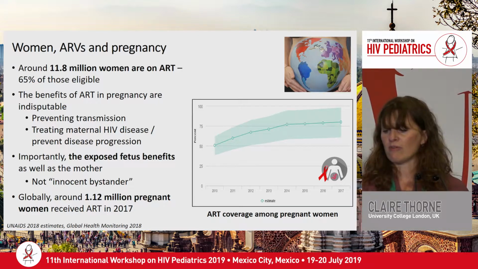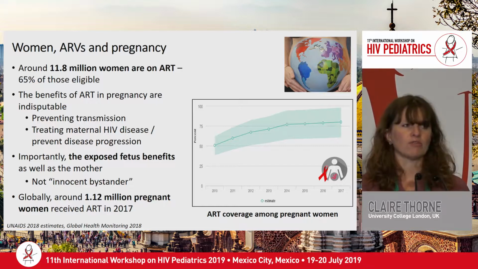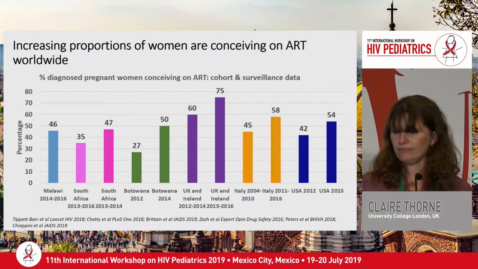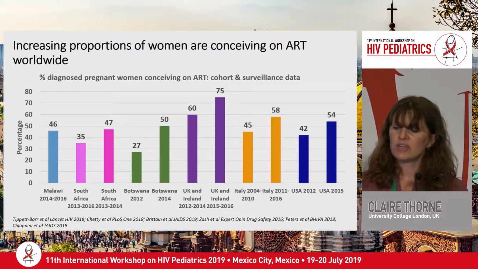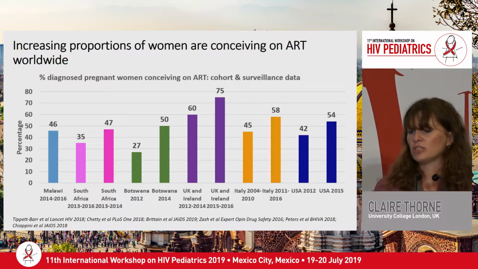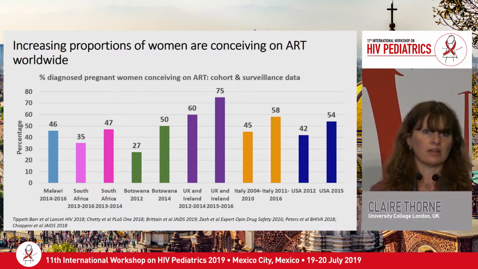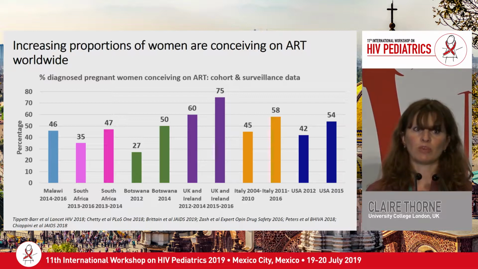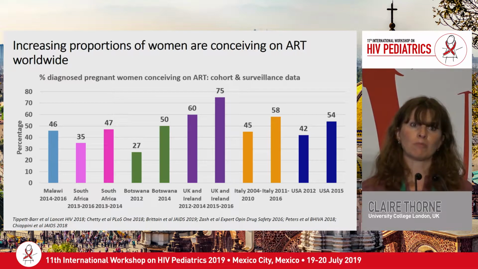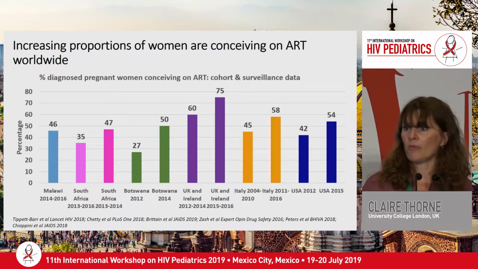And globally, around 1.12 million pregnant women are receiving ARVs. And an increasing proportion of them are conceiving on ART. So this slide here shows the percentage of pregnant women conceiving on ART, and I had to dig around quite a lot to come up with these percentages from published cohort and surveillance studies, and they're already out of date. With respect to Botswana, as Rebecca said by her poster yesterday, in the most recent time period, 70% of HIV-positive women who are pregnant are conceiving on ARVs.